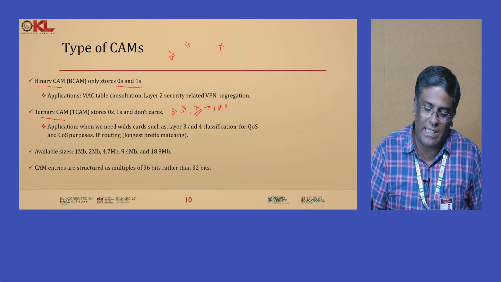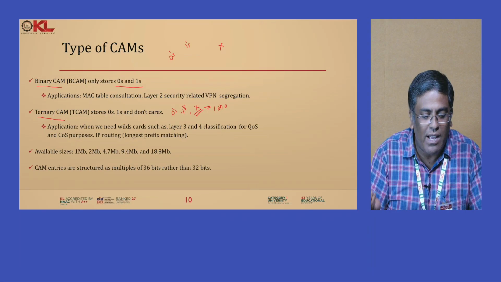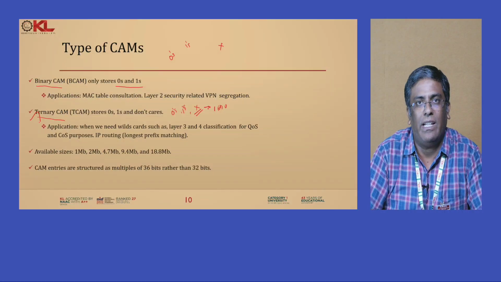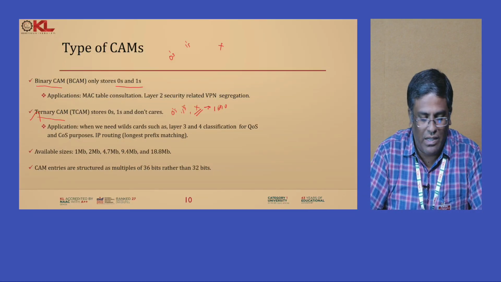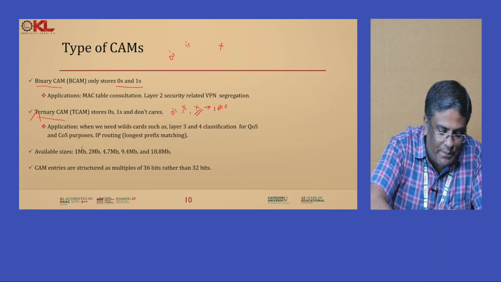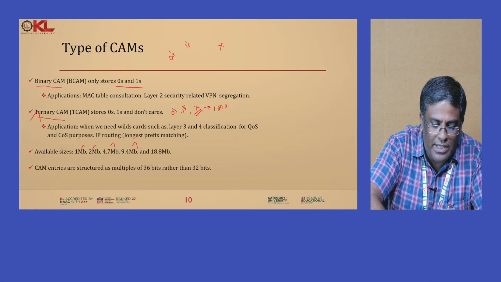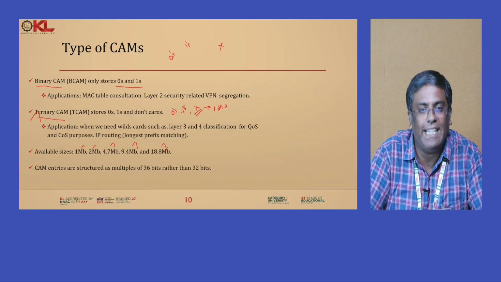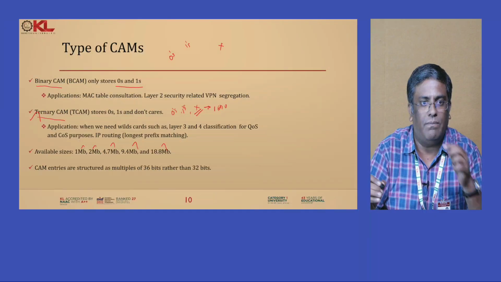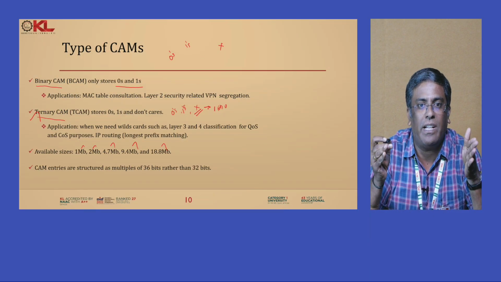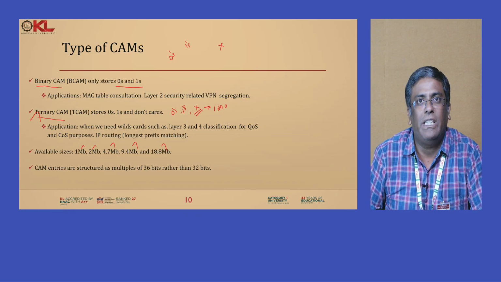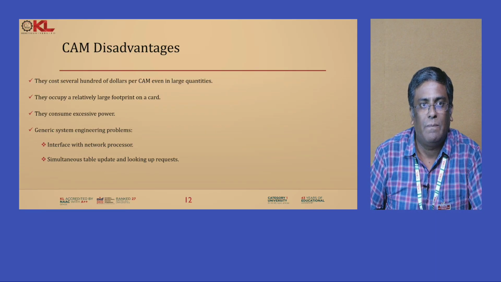Why? Because it can be a 0 or a 1. That's why the ternary CAM can be more useful for us than the binary CAM. And what sizes are available? It can be available in different sizes like 1 MB, 2 MB, 4.7 MB, 9.4 MB and 18.8 MB. And the entire structure is in multiples of 36 bits rather than 32 bits. So these are the typical things about the types of CAMs in the market, right?